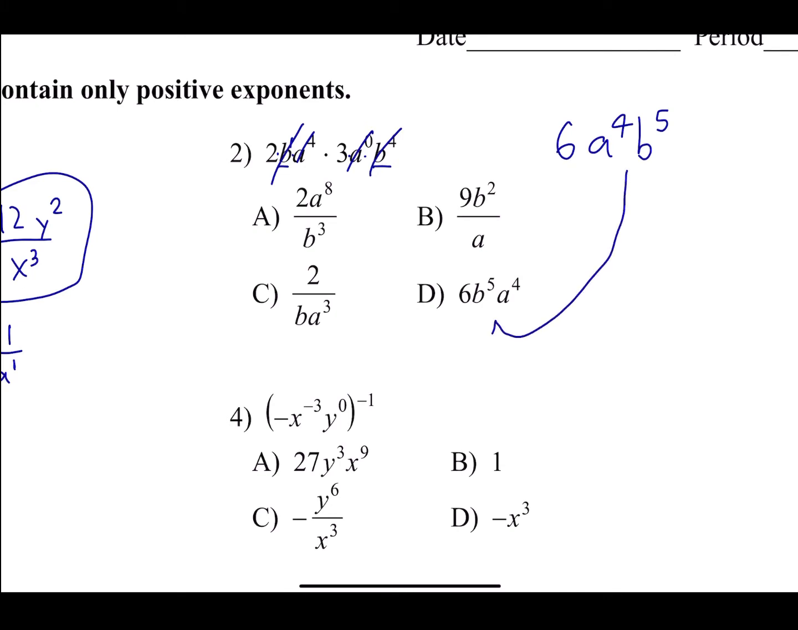And for whatever reason, the answer choices decided to write B in front of A, which is not alphabetical, but is the same because in multiplication, order again doesn't matter.